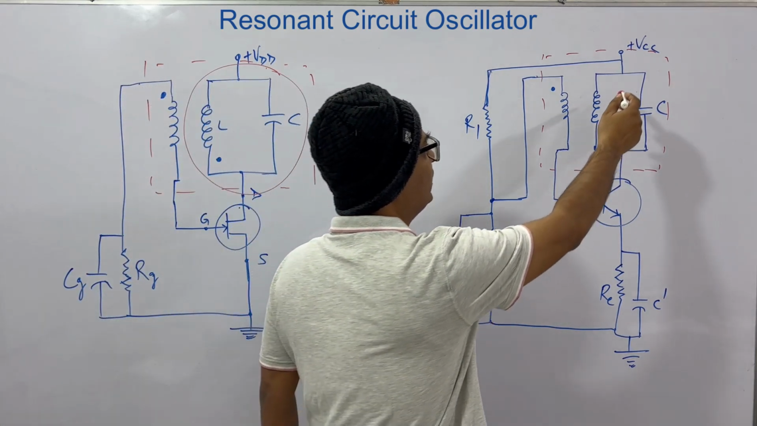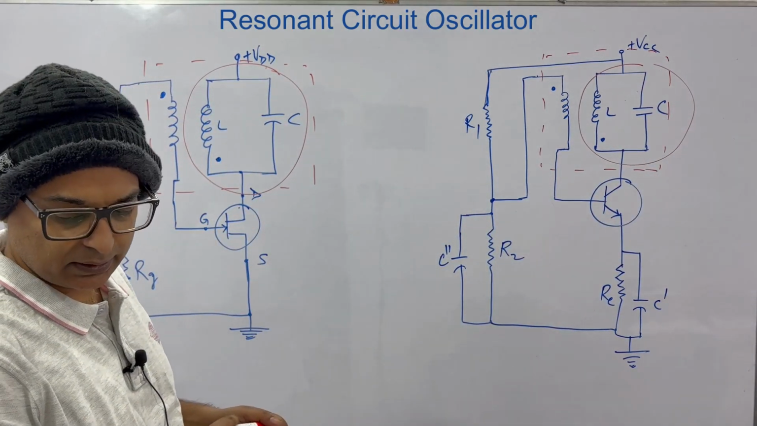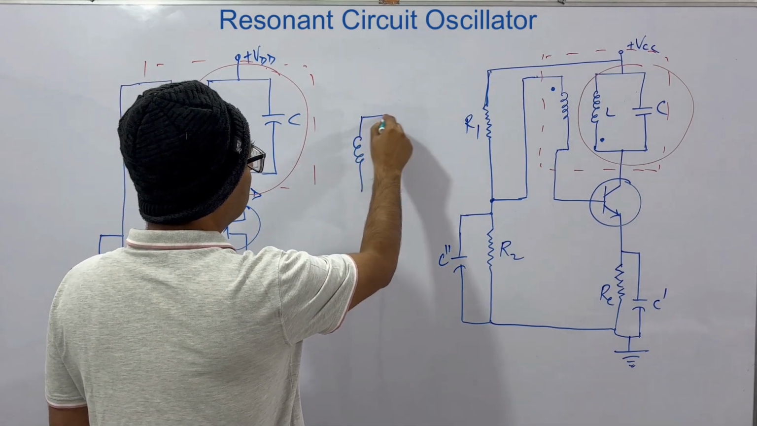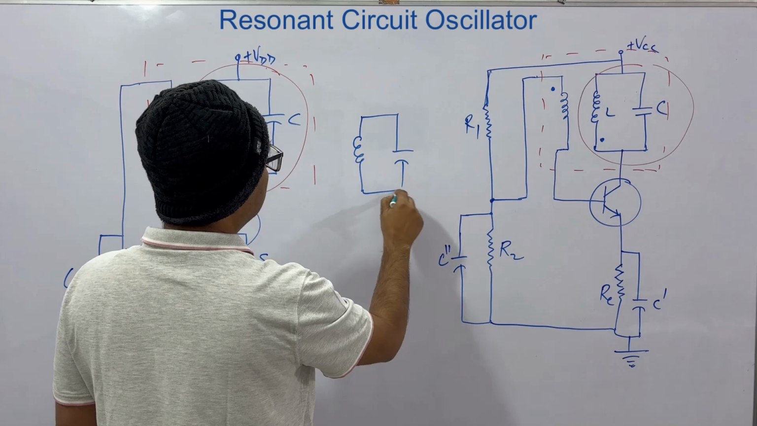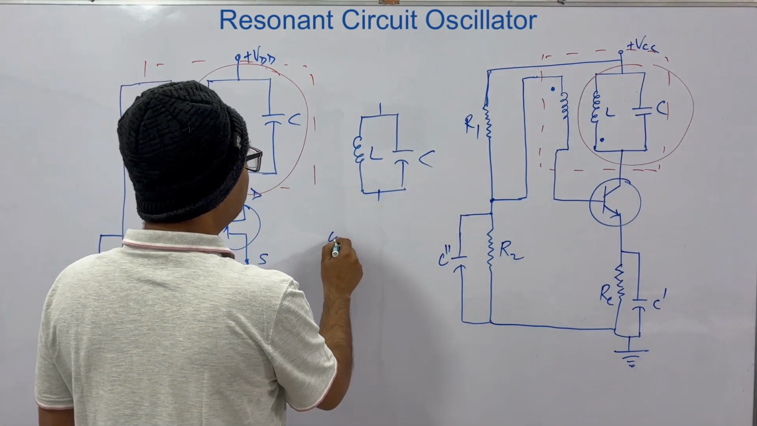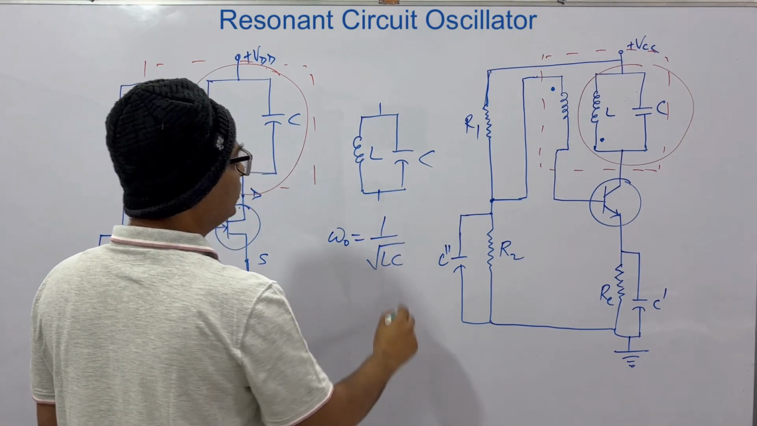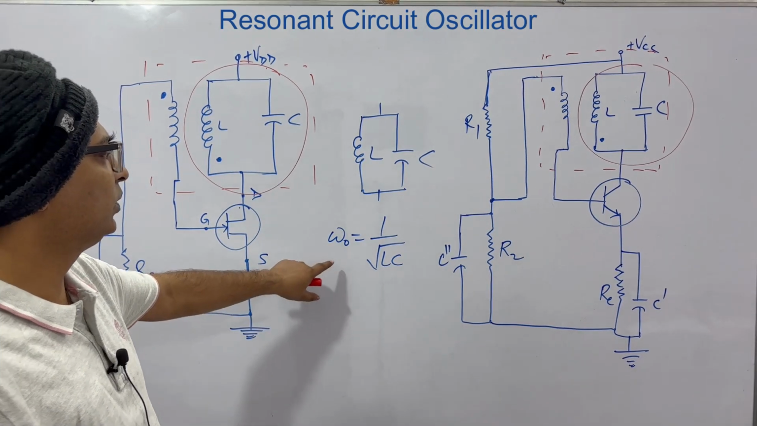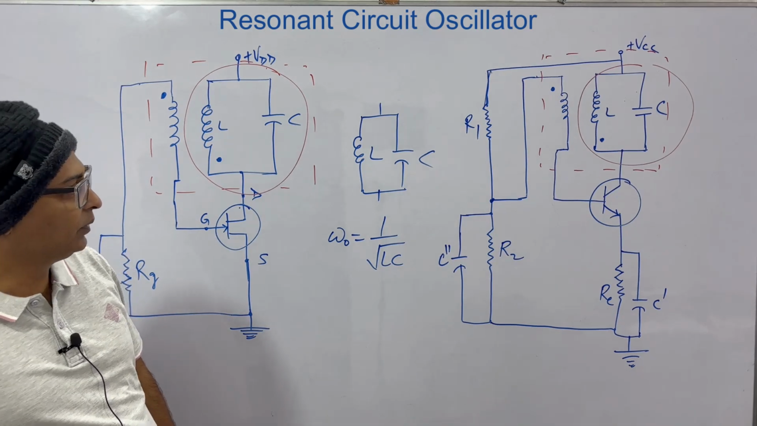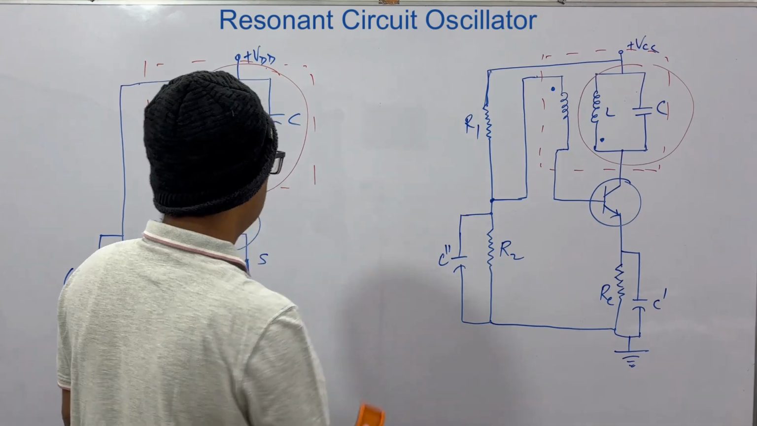You must have studied tuned circuits when you were studying basic electrical engineering. So this is basically an LC circuit, and in this type of circuit the resonant frequency, given as omega 0, is equal to 1 over root over LC. This is the frequency at which this circuit operates. So omega 0 equals 1 by root over LC. This is the first thing that you should note down.